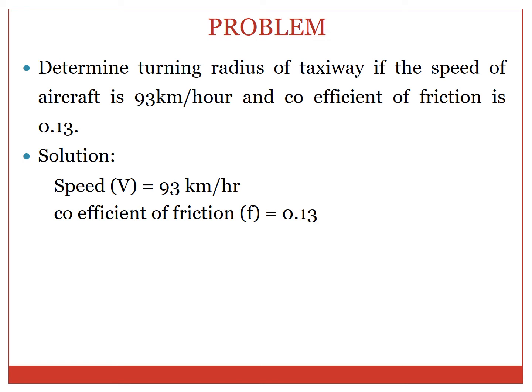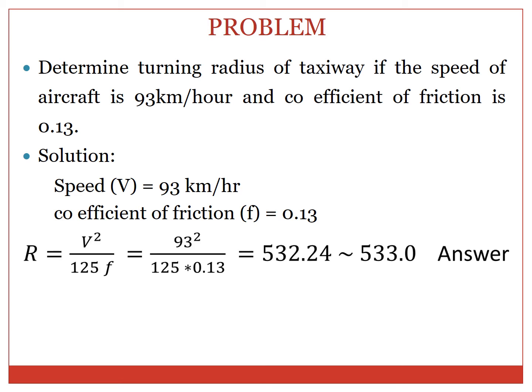So, we'll try to solve a sum on the taxiway radius. Now, the question is to determine the turning radius of a taxiway if the speed of the aircraft is 93 kilometers per hour and coefficient of friction is 0.13. So, as we know, what is the formula? The formula is R is equal to V square divided by 125F. We have V, we have F. So the radius in meters will be around 533 meters.